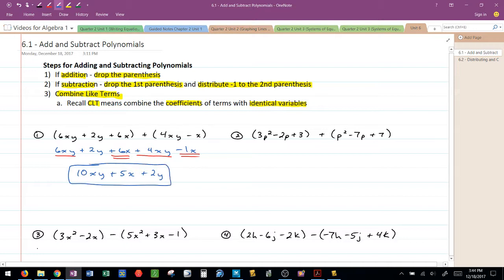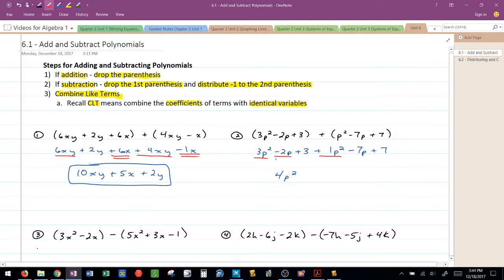Okay? Let's take a look at this next one. Drop the parentheses. So I have 3p squared minus 2p plus 3. And I'm dropping them because that says addition. Plus 1p squared minus 7p plus 7. I look to combine like terms. I notice 3p squared plus 1p squared. That would give me 4p squared.